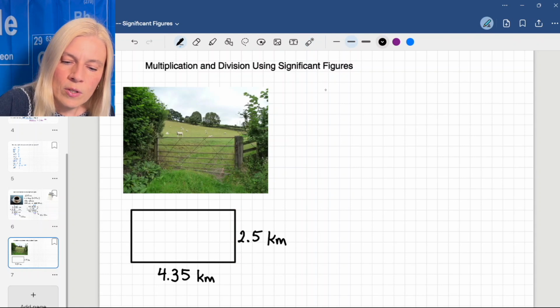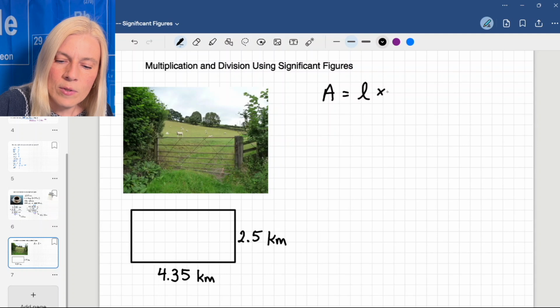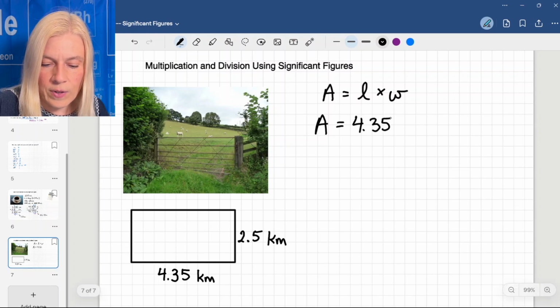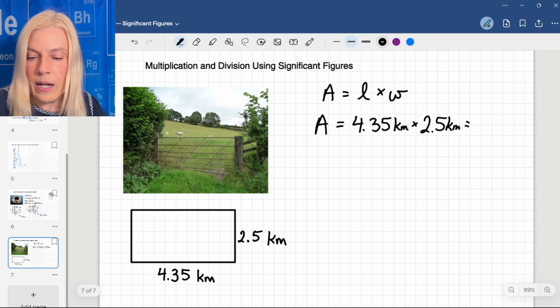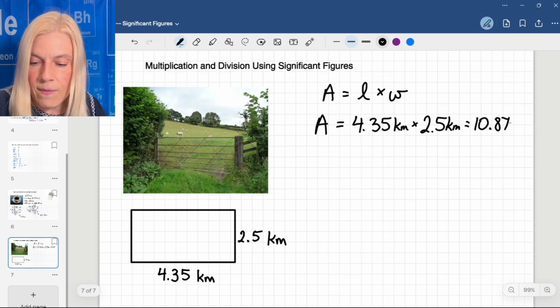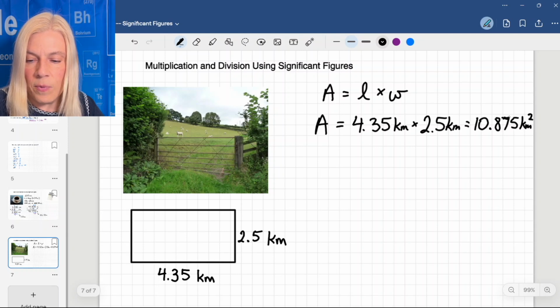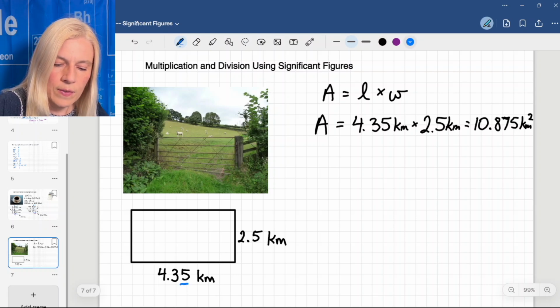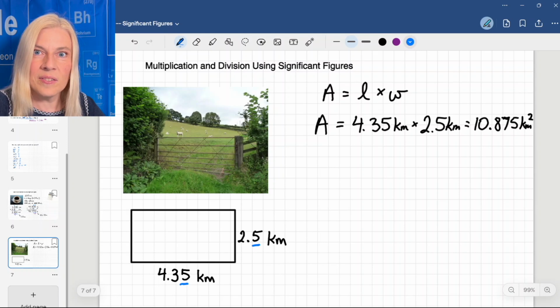So remember from geometry class, area equals what? Length times width. All right, so area equals 4.35 kilometers times 2.5 kilometers. And if I plug this into a calculator, I'm going to get 10.875 kilometers squared. Let's think about this. Remember, I am uncertain about the 5 here. I am uncertain about the 5 here.